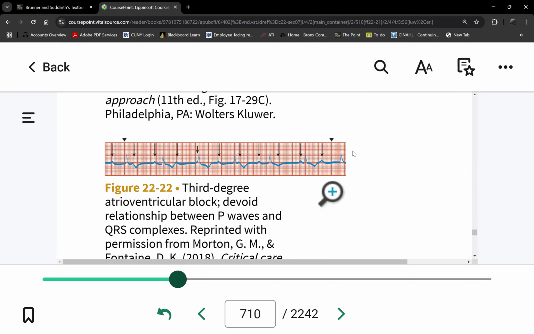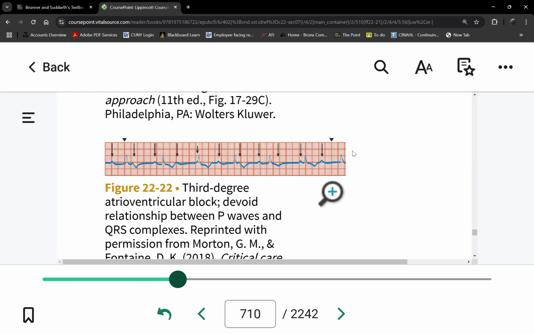Is there a P for every R? Yes, this P has an R. This P, this P. No? Not every P has an R wave. It's supposed to be PQRST, right? PQRST, PQRST. Is every P paired with the R, with the QRS?